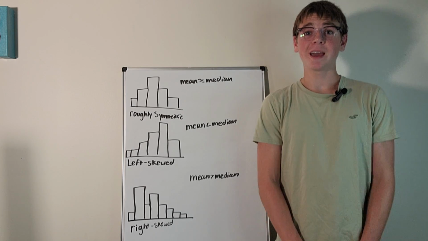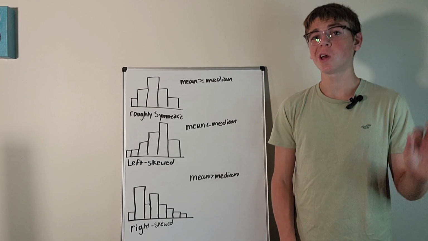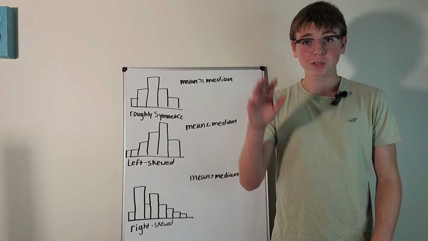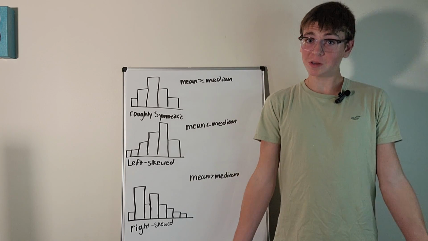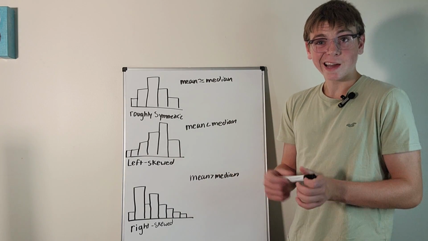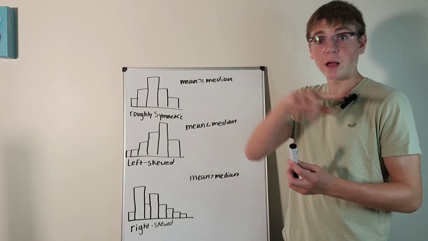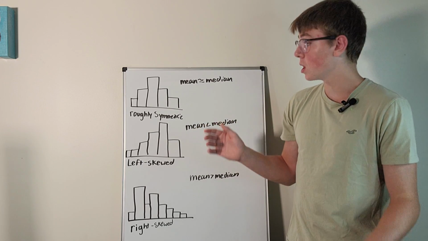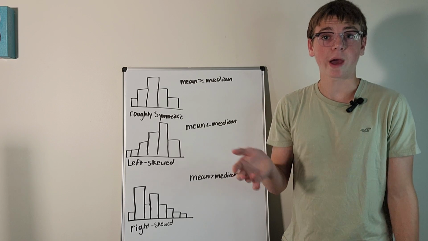I'm Xavier Smith, and today I'm going to talk about the shapes of distributions in statistics. So there are just three shapes, so they shouldn't be too hard to learn. Okay, let's start with the one most people know. It kind of looks like a bell curve. A bell curve would be kind of an extreme example, but a good example of a roughly symmetric graph.